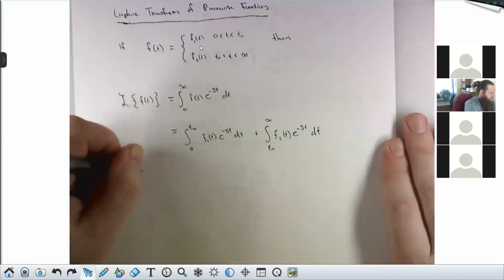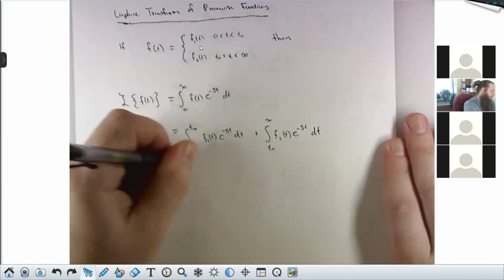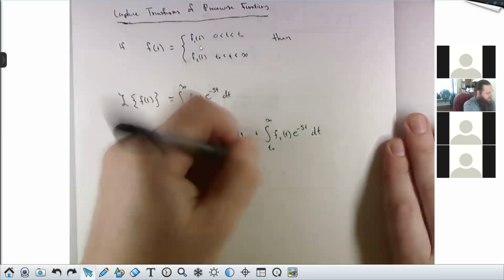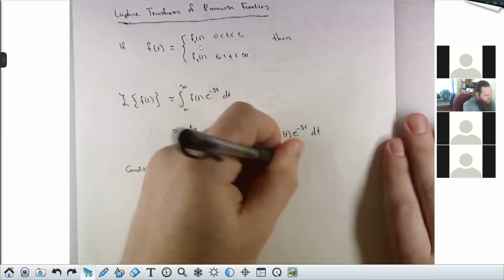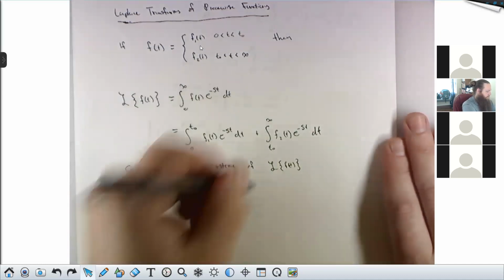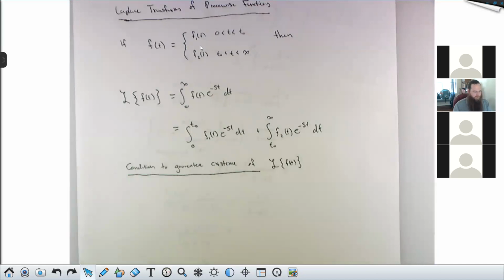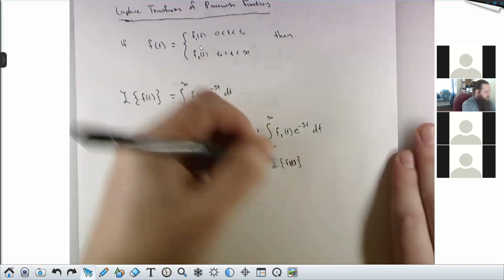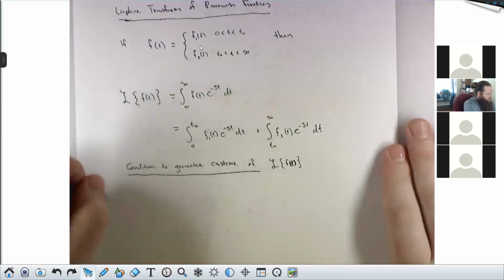Okay. Condition to guarantee the existence of the Laplace transform of f of t. So how do I know the Laplace transform exists if I don't know the function f? That's just a theorem.